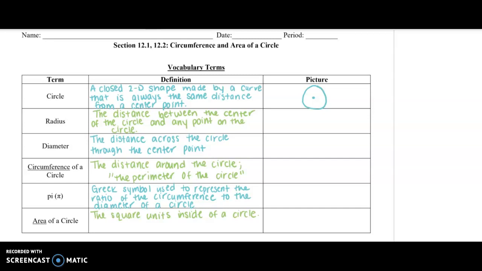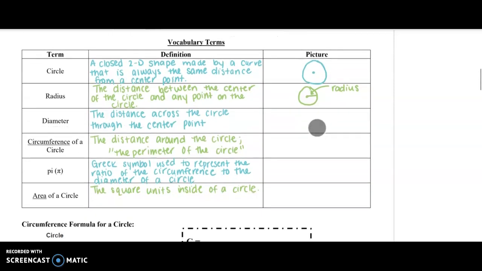Okay, then when we're talking about our radius, radius is the distance between the center of the circle and any point on the circle. So we have the center. That distance right there is our radius. And again, I'm guessing you guys probably know a lot of these definitions, but it can't hurt just to be reminded of them. Diameter, so again, we have a circle. It is going to be the distance across through the center point. So it's all the way across from side to side on the circle, but it has to go through the center. You can't have it just going through a little piece.